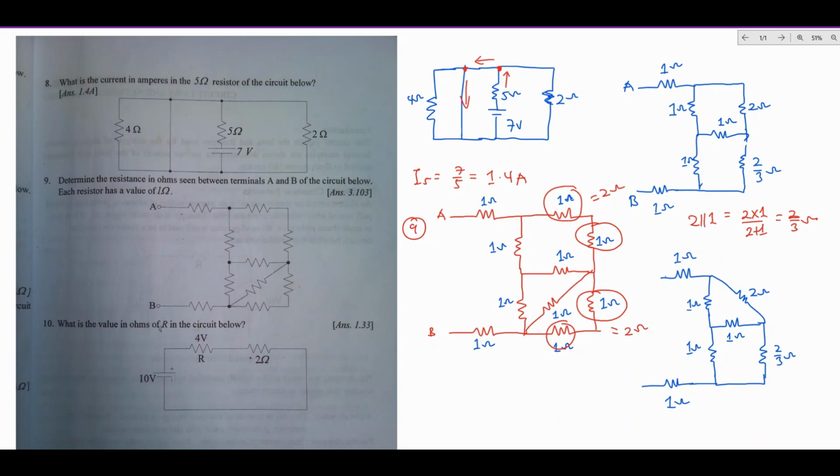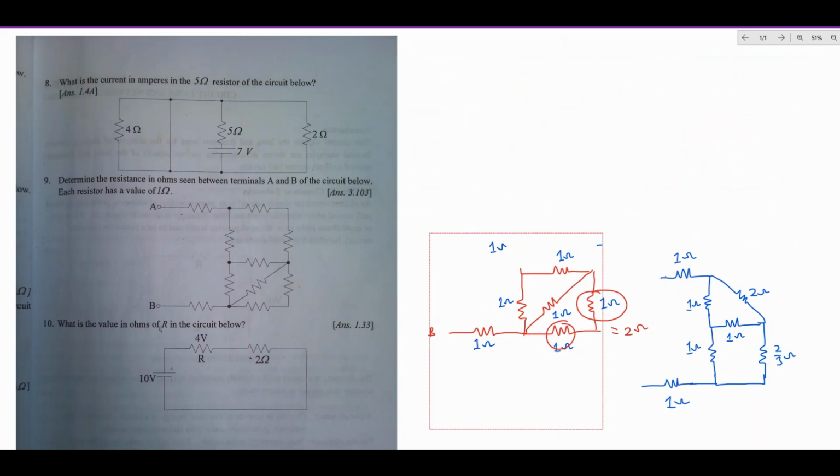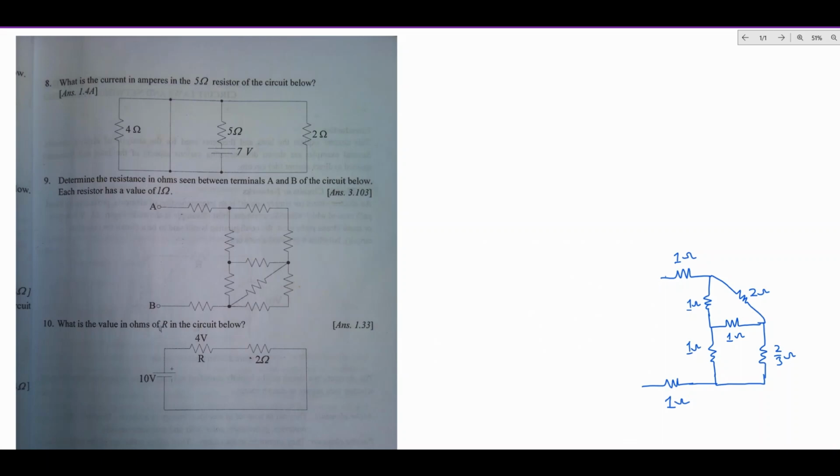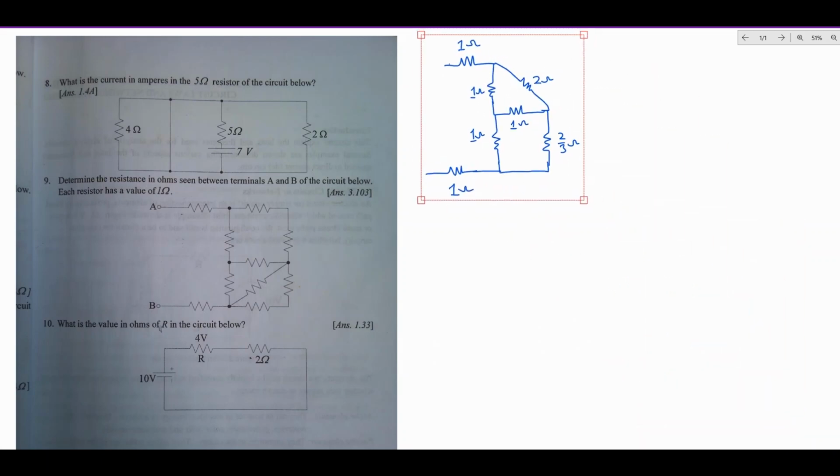Let me free up some space, then we continue. Let me clean all this because you don't need those anymore. Now this is our circuit. Now let's continue and solve it. At the top side we can bring a star connection here, instead of the delta. So let's name this A, this B, and this C. Let's find those resistances.